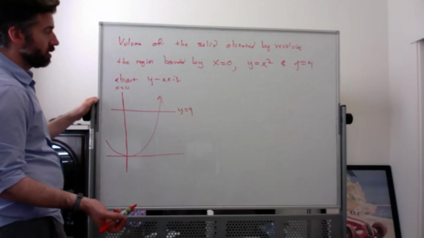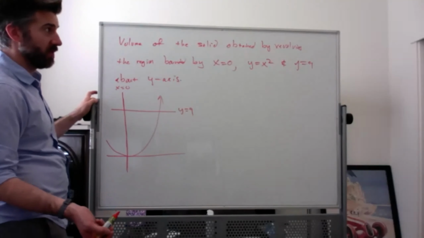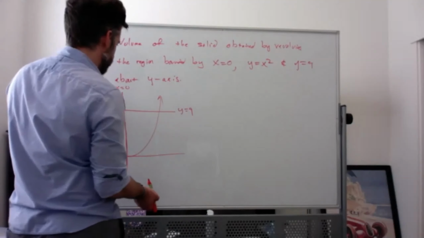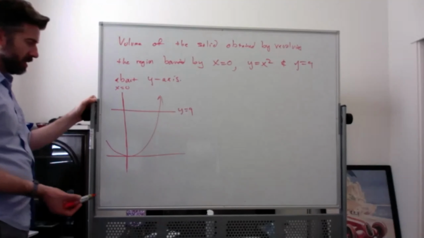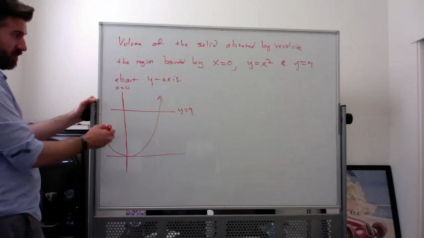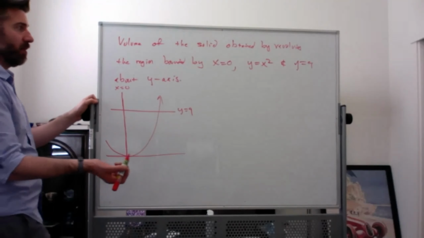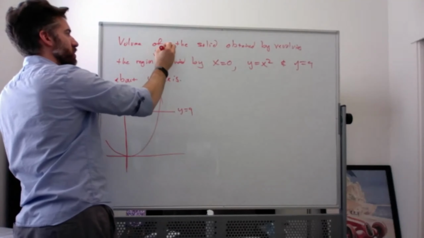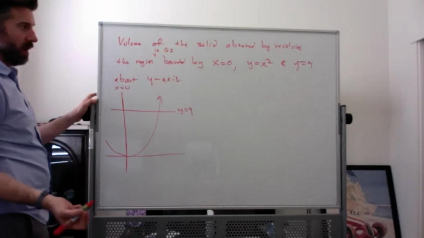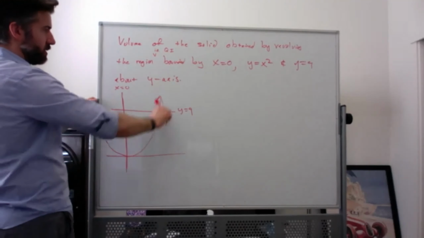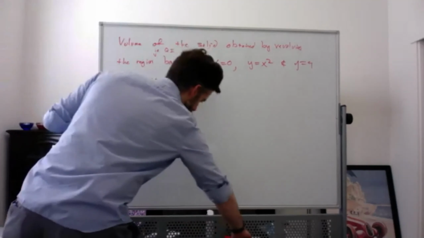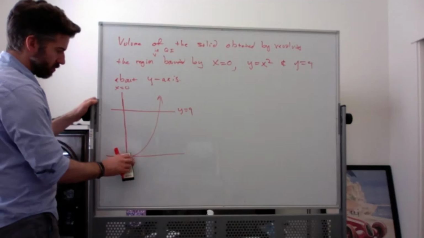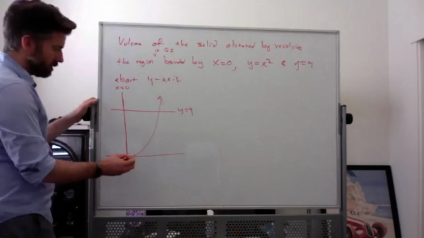And so actually, I was not specific enough, because technically it could be this region on the left because I didn't say anything else. So I should say the region in the first quadrant bounded by x equals 0, y equals x squared, and y equals 9. So I don't want this left side over here. Okay. So here's my region.